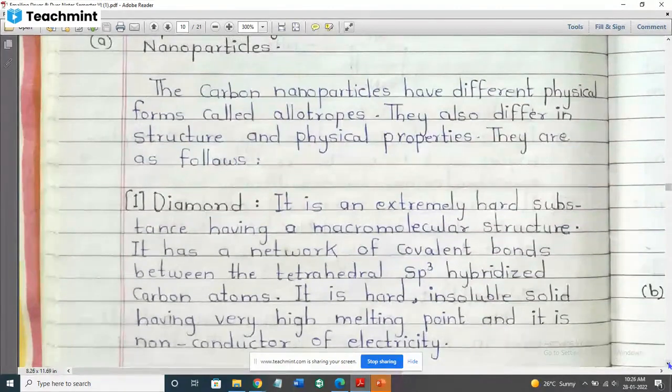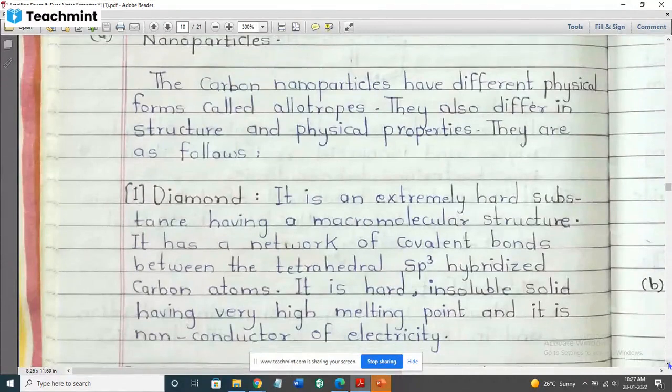Graphite is also one. Yes, graphite is also one of the important allotropes of carbon. Diamond is an allotrope, graphite is an allotrope, and fullerene is one of the important allotropes. Graphene is also one of the important allotropes.